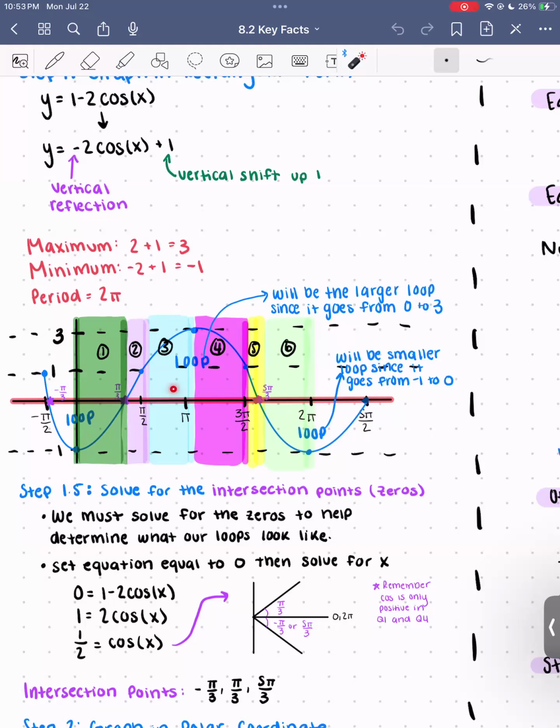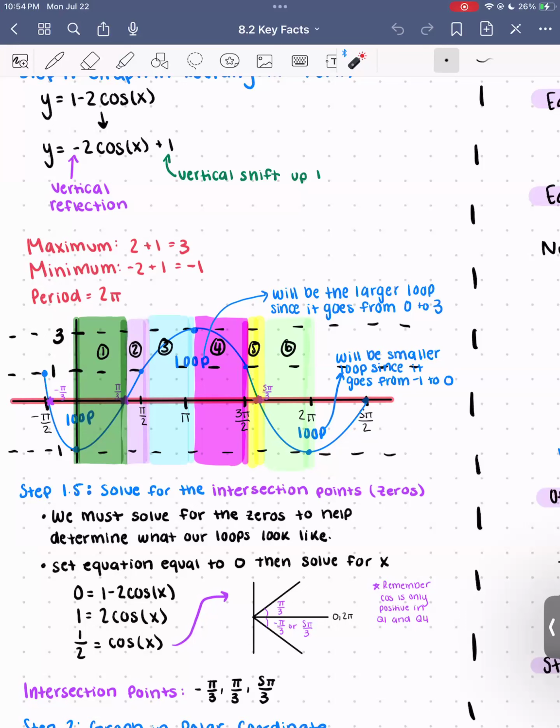This loop will be the bigger loop because it goes from 0 to 3, so that's an increase of 3. And this would be our smaller loop because it only technically goes from 0 to -1, and that's only a 1 unit distance. So this would inherently be our smaller loop. And there is technically a loop that happens right here as well.